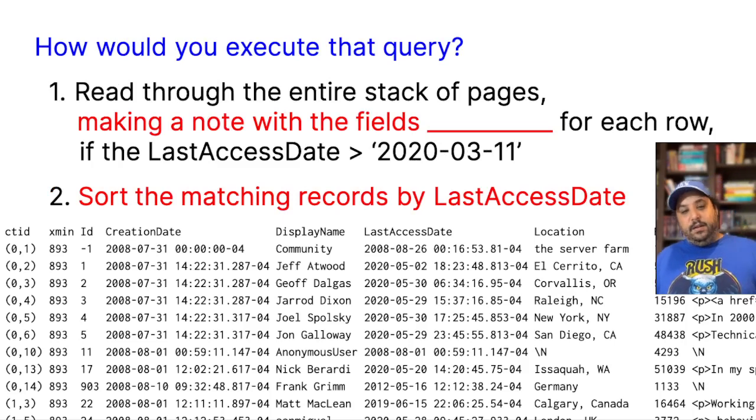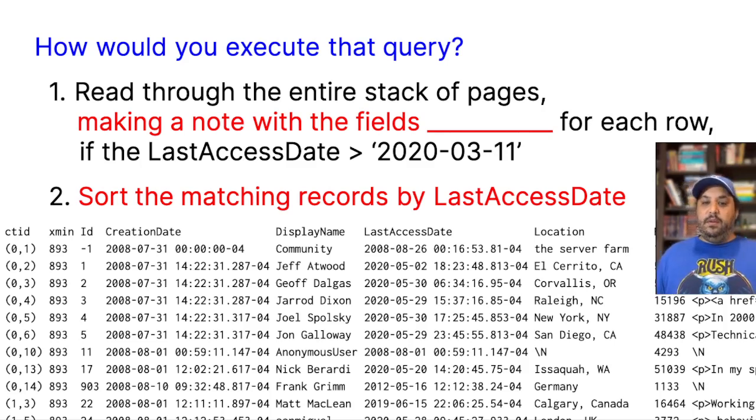Right? Well, okay, so what could we do? Well, if we think through it, we read through our stack of pages. We make notes with some of the fields in there. Now, we need to know the ID, so we're going to put that on our note for the ones that are newer than March 11th, 2020. Right, so we're going to write that down. But then to actually sort those records, we're also going to need to know what the last access date was. It's not just enough to know it was newer than that. We actually need to know what it was.